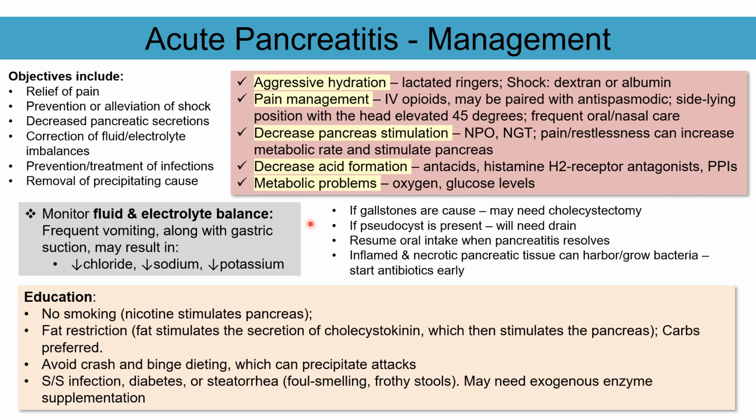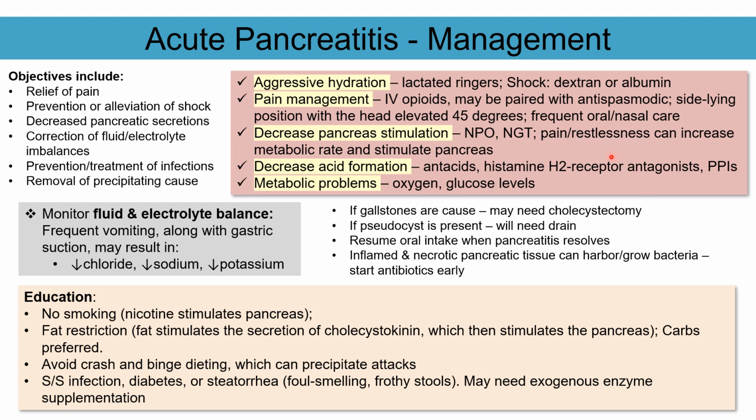We want to decrease pancreas stimulation. So the patient should be NPO. They will likely have an NG tube in place because we don't even want the gastric secretions in there, because even that can stimulate the pancreas to secrete enzymes.